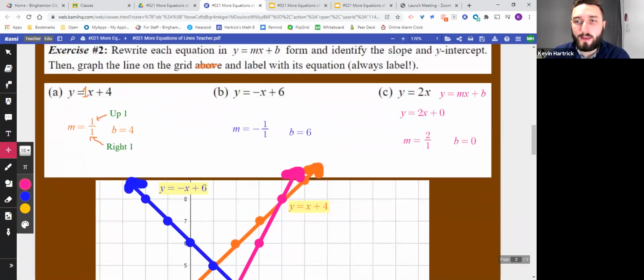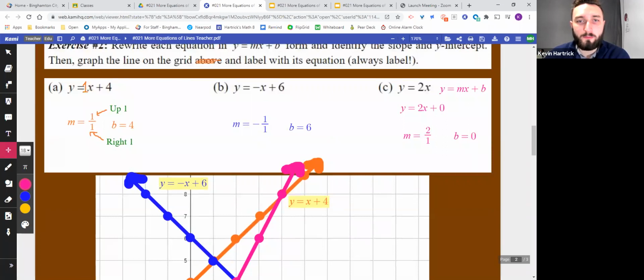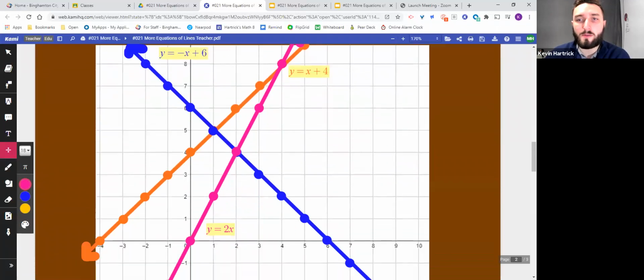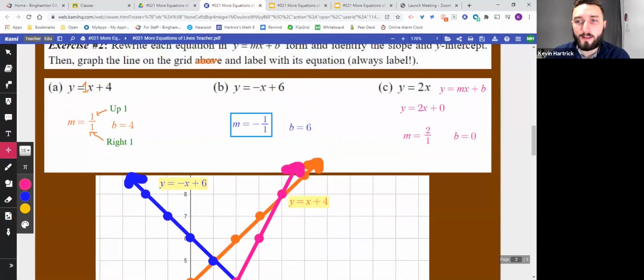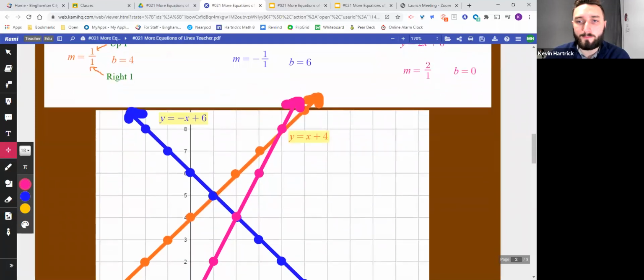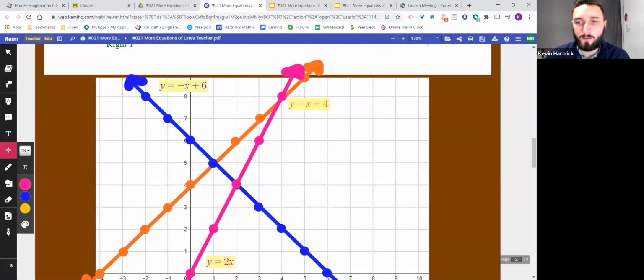And then for B, I said it looked very similar to A, and the reason why is because we were missing a number for our slope, but that number was an invisible 1, so it was actually a negative 1. Writing it in ratio form gives me negative 1 over 1, because any whole number, I put it over 1 to make it a ratio or to make it a fraction. Our y-intercept here was 6, so I'm starting at 6, and I'm going down 1, right 1, down 1, right 1. Right? So down 1, right 1, down 1, right 1, down 1, right 1.